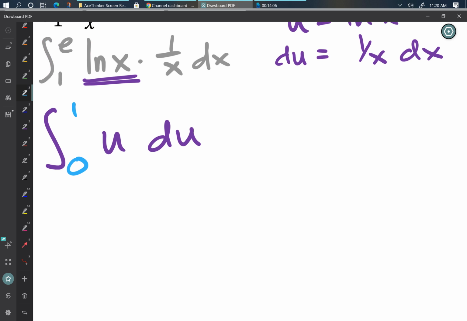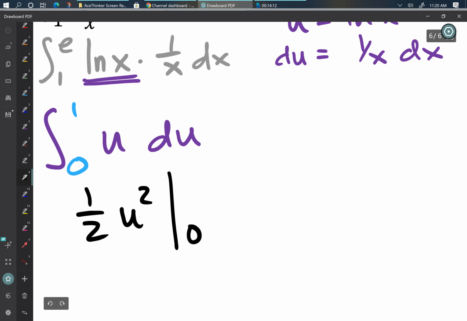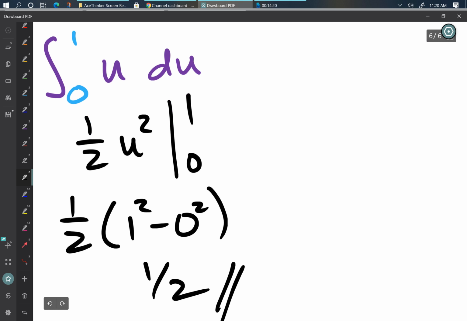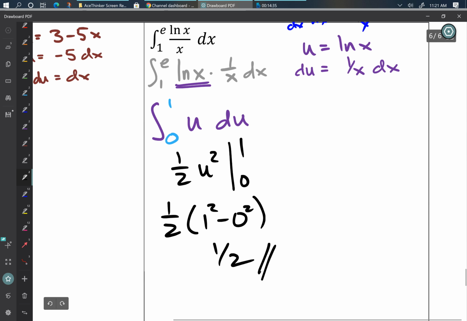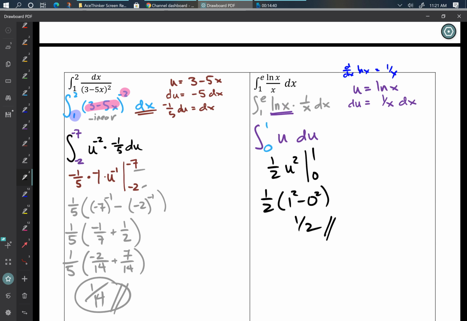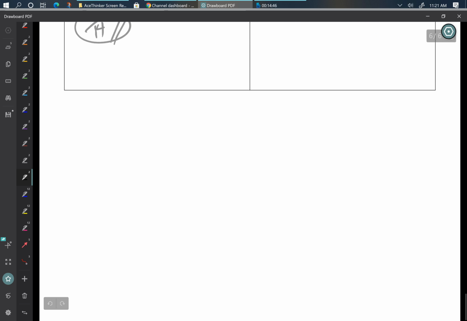And then I'll integrate. Let's see. 1/2 u squared evaluated from 0 to 1. And I get 1/2. And so the value of my integral is 1/2. Well, that wasn't too bad. I kind of liked it. It's a tricky substitution problem because the rules for substitution say look for the composite function, but there's no composite function there. All right? So just be careful with those.